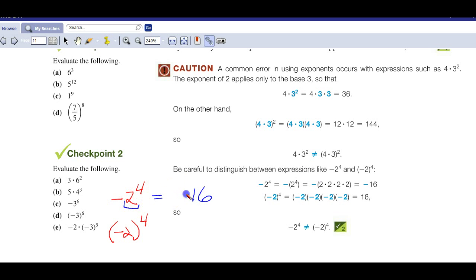Then we apply the negative sign. But now, when you use parentheses, this indicates that a negative 2 is the base. So this becomes a positive 16. So keep that in mind, and they are giving you this caution here.